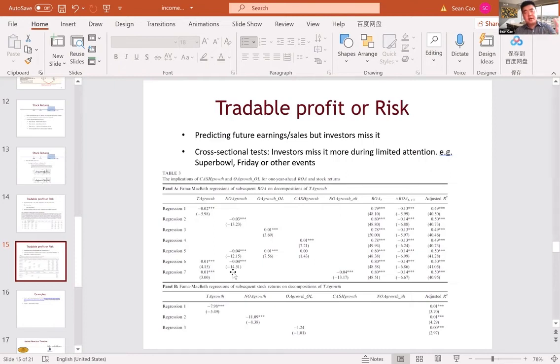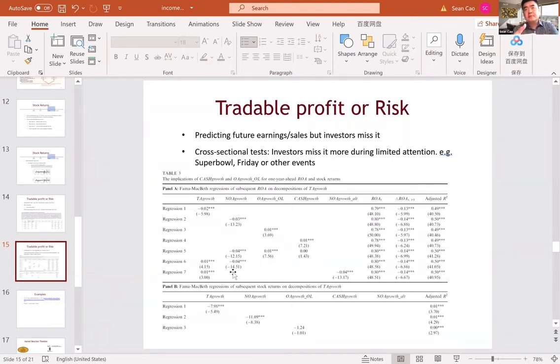So you have to test that the product predicts the future sales. That has to be satisfied, and also you have to make sure you are the one who knows it. Other people don't know it. This is one test you guys have to make sure you do over the project.